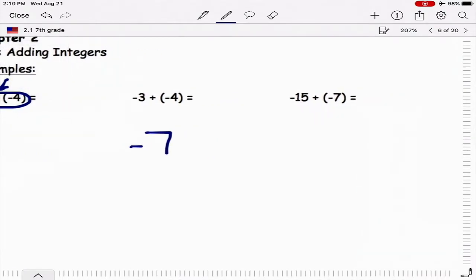Last one, same question. Are signs the same? If so, what do you do? Please go ahead and solve this one on your own, and then call me over.